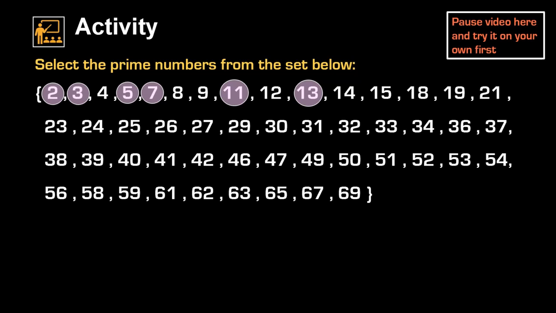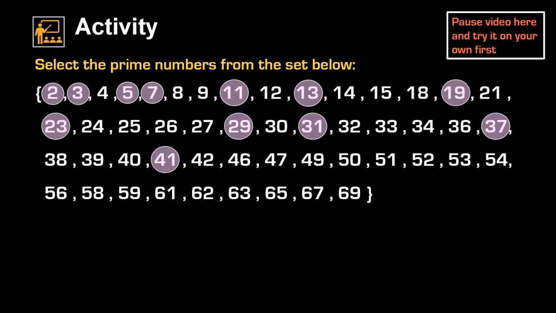And we have 19. 1 and 19 are the factors of 19. We have 23. 23 is a prime number because it has only two factors, 1 and 23. Then we have 29 as a prime number. We have 31 as a prime number. We have 37 as a prime number. 41 is also a prime number.